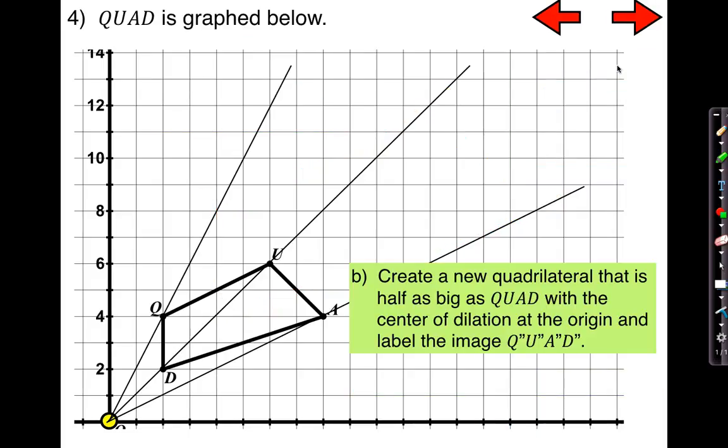So now it says create a new quadrilateral that is half as big as QUAD with the center of dilation at the origin and label the image Q double prime U double prime A double prime D double prime. So at this point, I want you to go ahead and pause the video, do the same thing, except this time, instead of using a dilation of 2, you're going to use a dilation factor of 1/2.